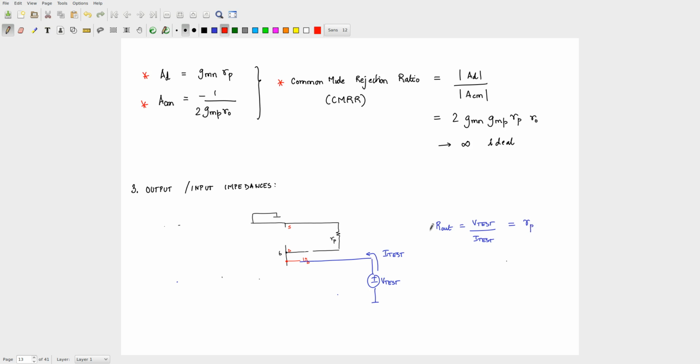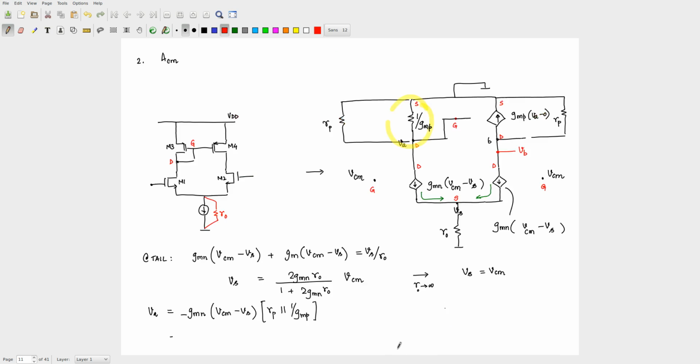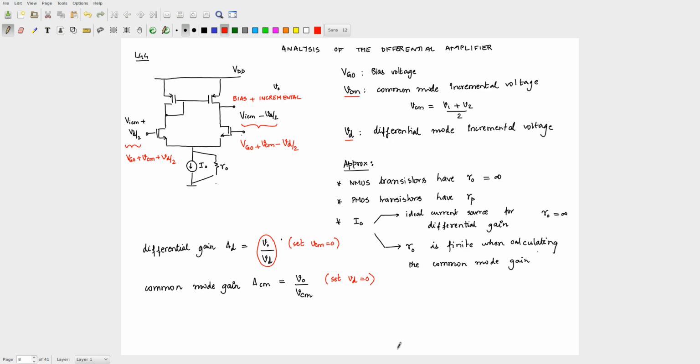Alright, so we have calculated the three main quantities of interest: the common mode gain, the differential mode gain, the common mode rejection ratio, and the output impedance of the differential amplifier. This differential amplifier can also be referred to as a single stage op amp, because this is giving you a high gain. However, it has certain problems, and those problems will be looked at in the next lecture, and we'll see that in order to overcome those problems, we have to go to a two-stage op amp.